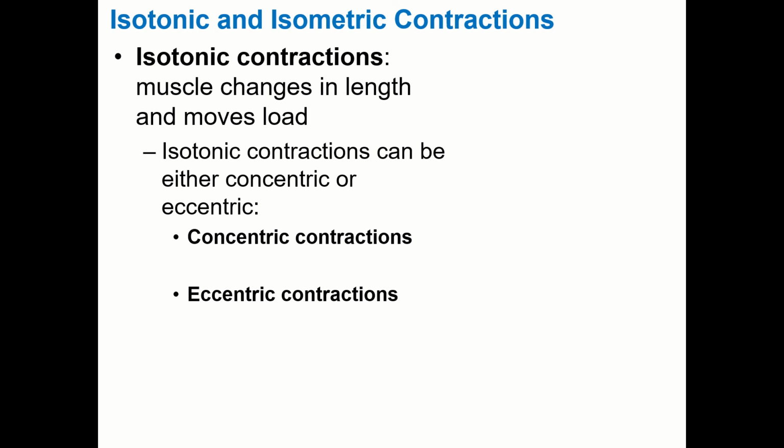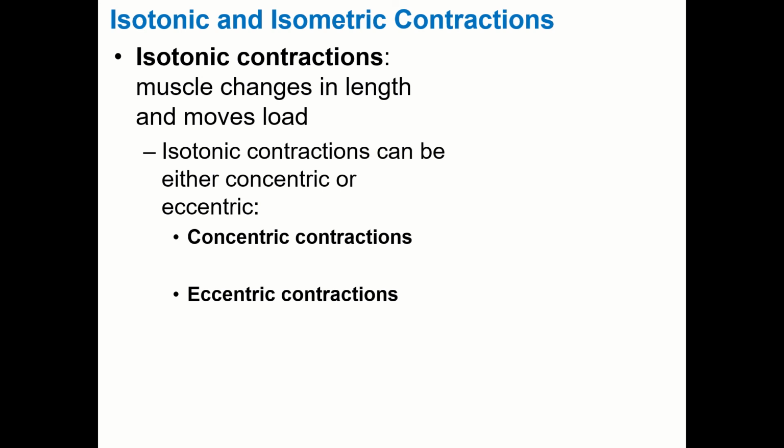Eccentric contractions are the opposite. The muscle's contracting but lengthening. So going back to the bicep curl, that's the down phase. So when you fight the weight on the way down, where the muscle's contracting but it's still getting longer, that's an eccentric contraction.